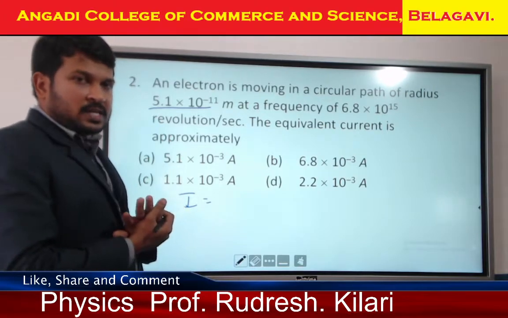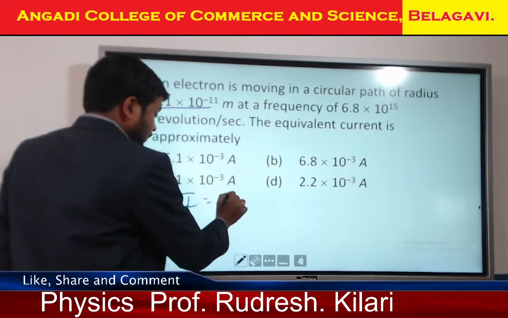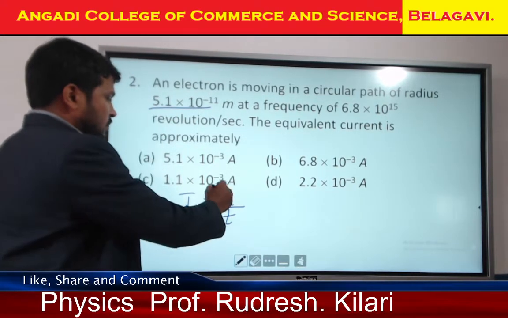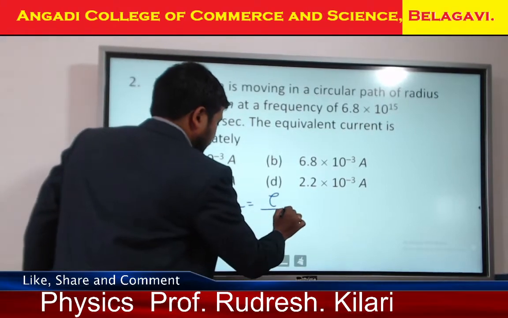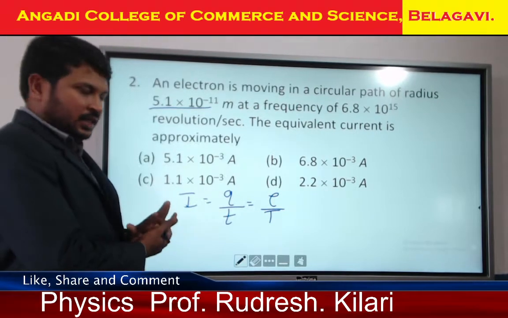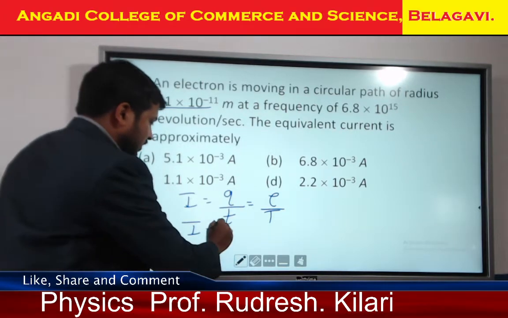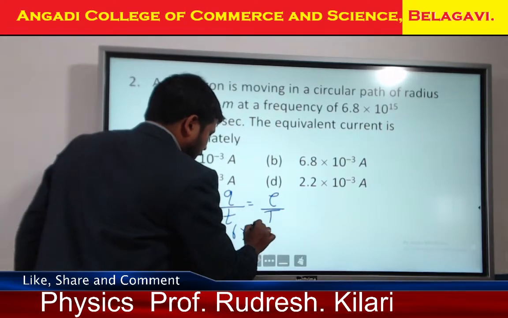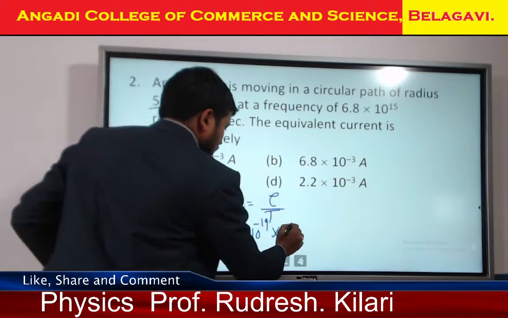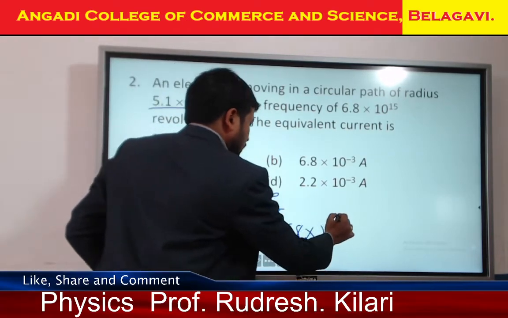Electrons are revolving in a circular path of the radius given. Now I will write I equals Q divided by t. Q is nothing but the electron charge, I will write e. So e divided by t. Frequency is nothing but what? Frequency is 1 by time period, right? So I equals e times frequency, that is 1.6 into 10 to the power of minus 19 into 6.8 into 10 to the power of 15.